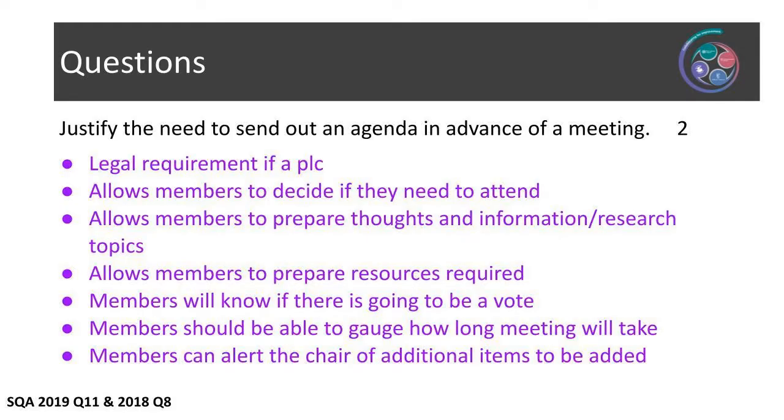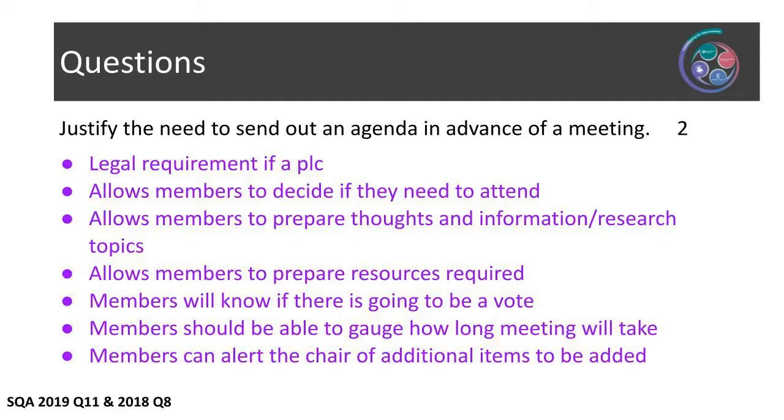Alongside that, members should be able to gauge how long a meeting will take. So they gauge the length of a meeting by looking at how long the agenda is that's been set out. If it's got 23 items on the agenda, then of course it's likely to take longer than a meeting that's only got 5 or 10 items. But members will also be able to look at what is on those agenda items, because some agenda items may take up more time than others, and they'll probably have a gut feeling about how much discussion will be needed for each agenda item. And finally, members can alert the chair of additional items to be added.